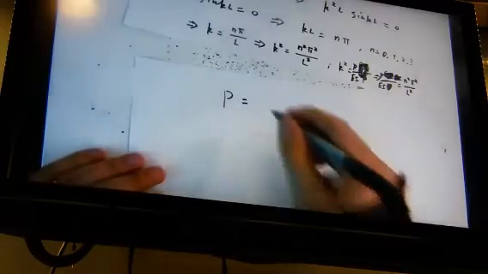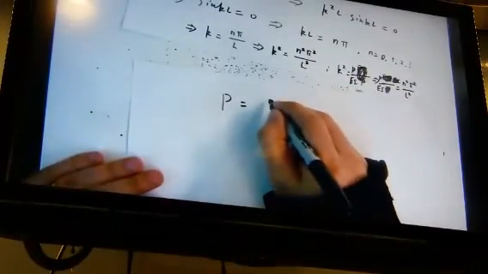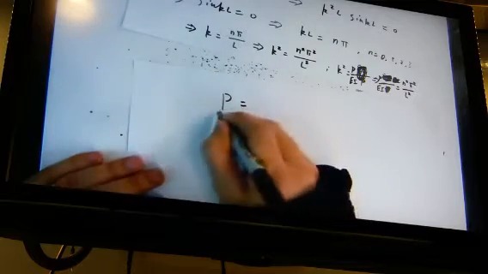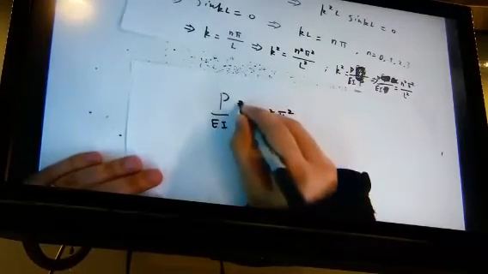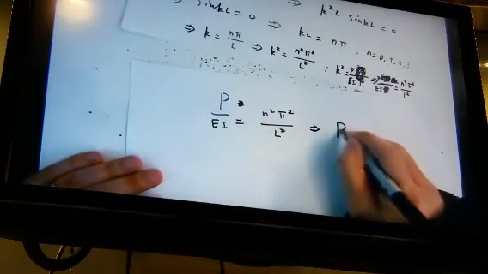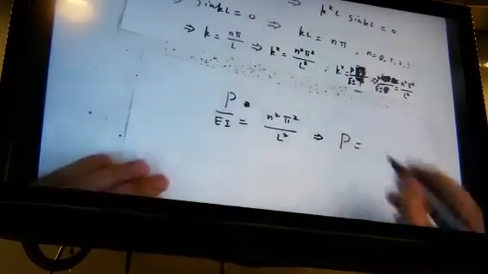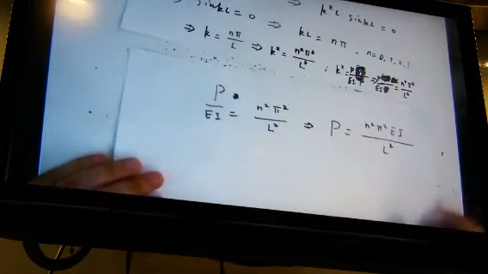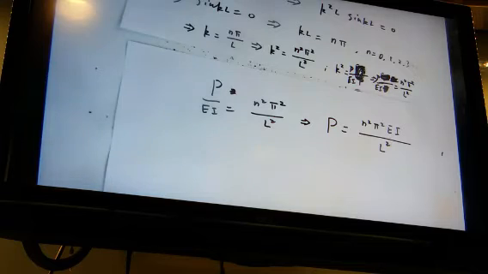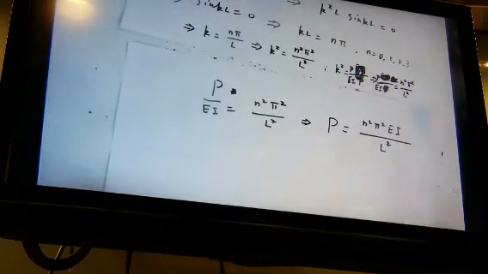Okay. So if you have that, that means P will be, if you use P over EI equals n squared pi squared divided by L squared, from this you can derive P will be n squared pi squared EI divided by L squared. So this is a compressive loading we are trying to calculate. Right now the structure is very simple, it's a beam. When the beam has buckling, it is a function of n. All of the other things are constants.